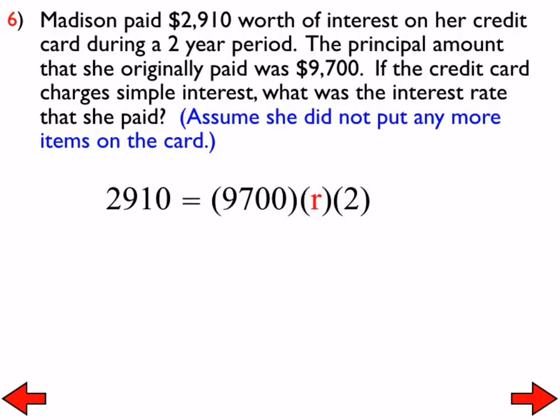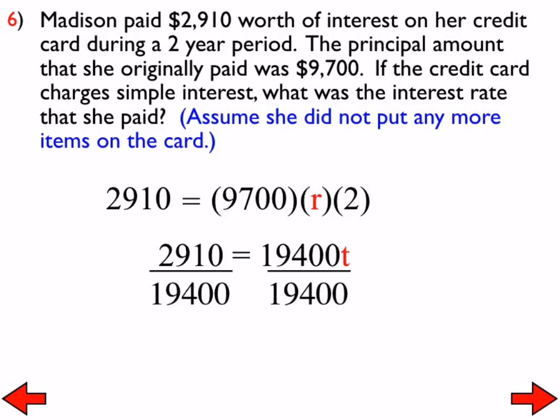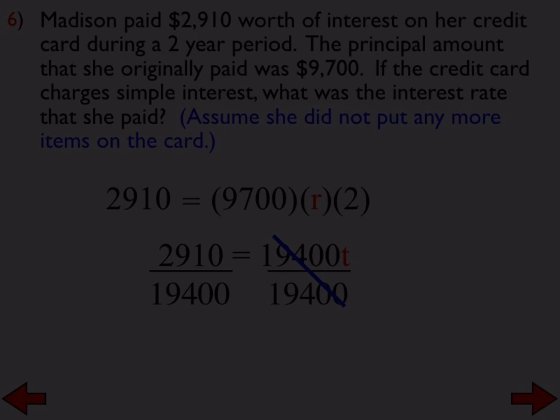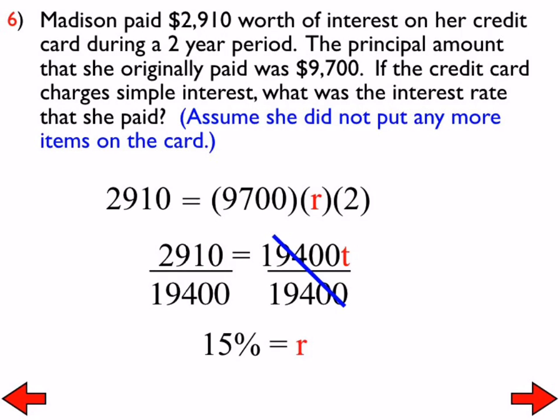So we would multiply $9,700 times 2, divide both sides by $19,400. I, of course, would at least in this fraction right here, I would at the very minimum divide top and bottom by 10 to make the numbers a little smaller. I think that's where some of you are getting stuck. But regardless, you should end up with a 15% interest rate. 15%.